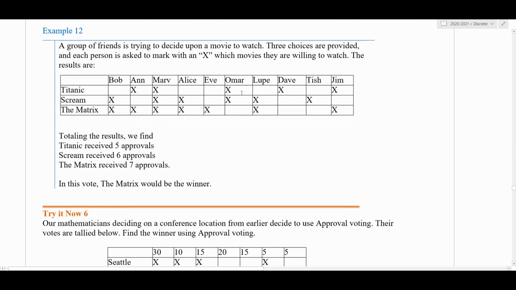All right, so we'll take a look at an example here. Let's say a group of friends is trying to decide upon a movie to watch. Well, the three choices provided, and these are some pretty old movies that they have here in the example. So you might not even remember these, but they're all really good movies. So if you haven't seen them, you should go check them out. Especially Titanic. I highly recommend that one. Really good movie. Anyways, so you would look at the three movie choices here, Titanic, Scream, or The Matrix, and you would just put an X next to the ones that you approve here.